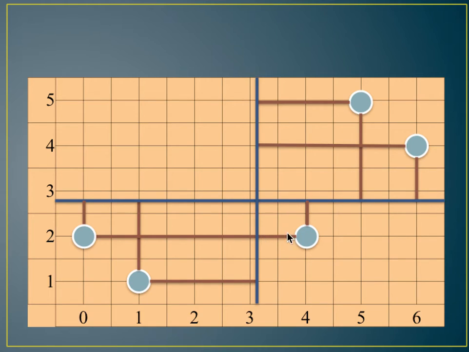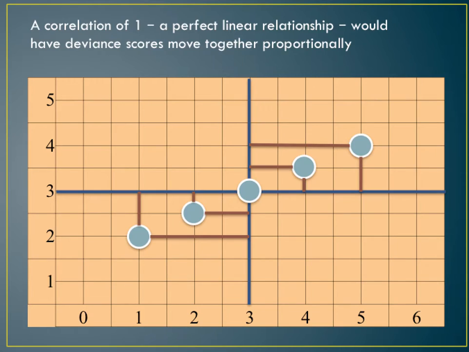So right here you can see that this point is closer to both the average of y and the average of x than this one is. So this is far away from the average of x and far away from the average of y. Now, a correlation of 1 would have these differences lining up perfectly. So this is a perfect line.